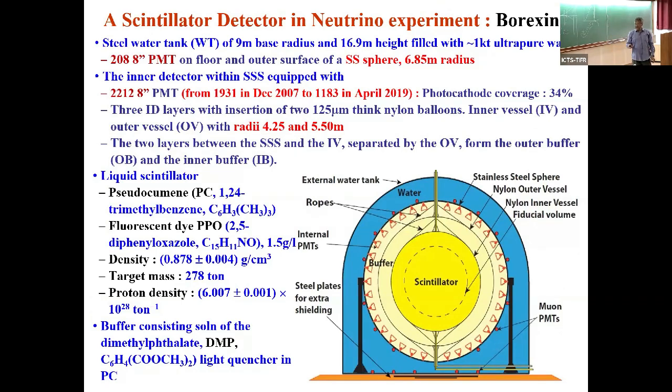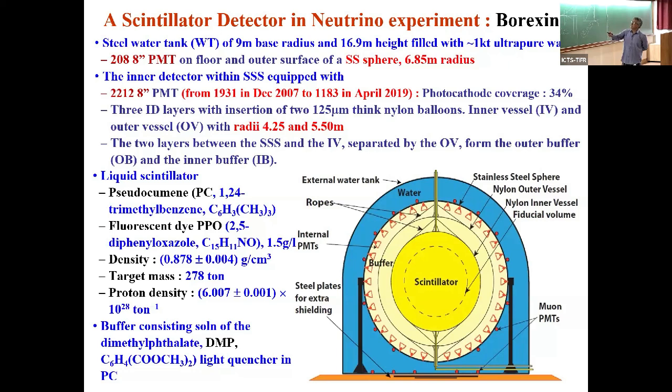Okay. So now I'll go into a little more detail on the scintillator detector. Conceptually, scintillator detectors have been used in many experiments in the past and will be in the future also. To me, this is one of the best examples where I can explain most of the properties of the scintillator detectors used in neutrino physics. This example is for the Borexino experiment. This detector is placed roughly 1.5 kilometers under the mountain at the Gran Sasso lab.